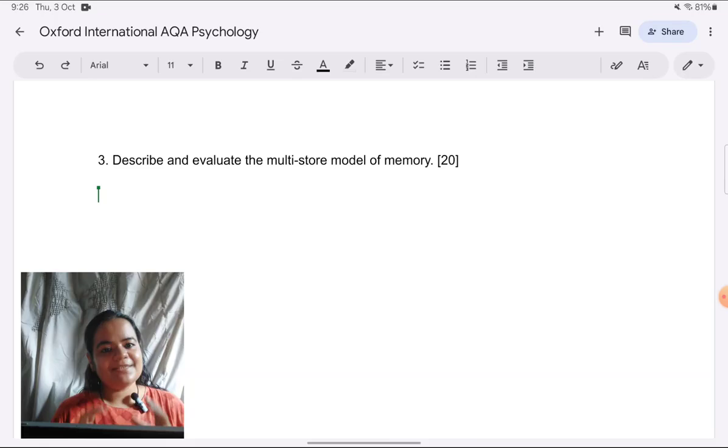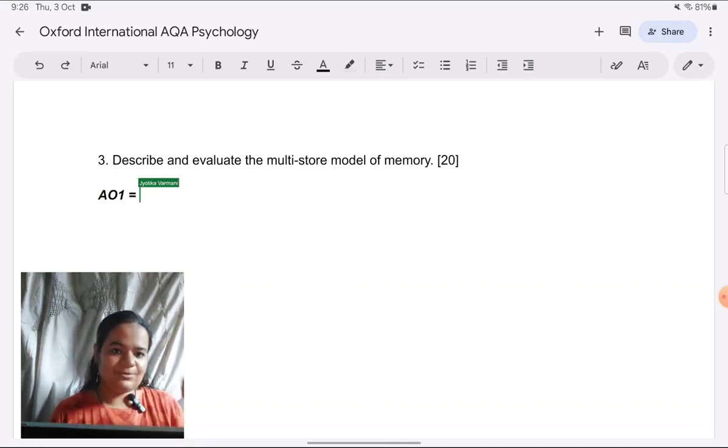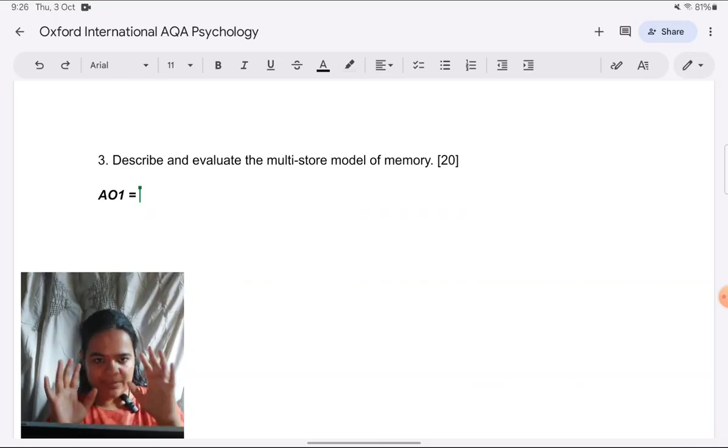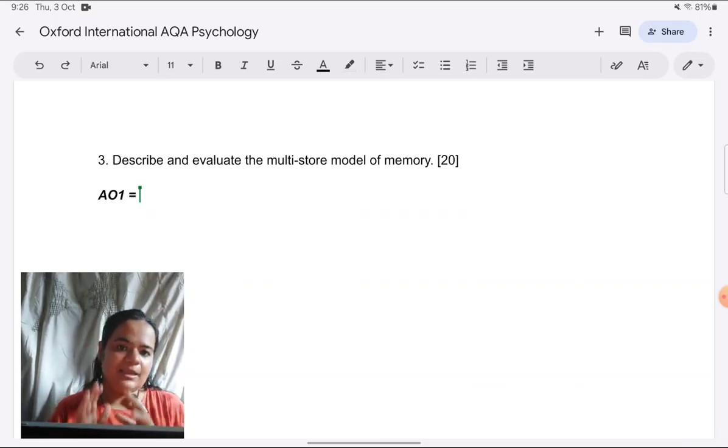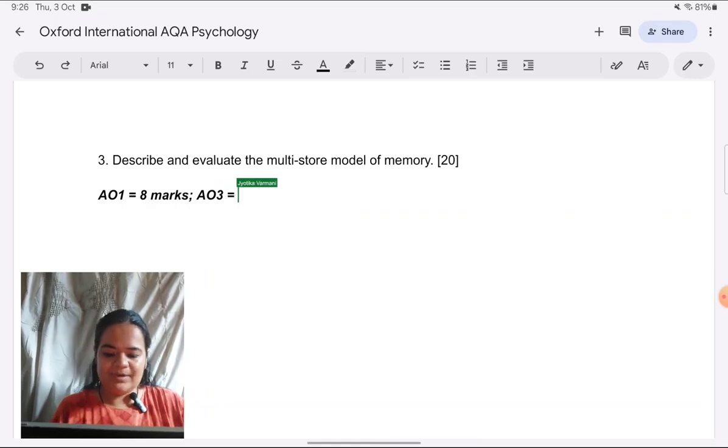Okay, now let's see what is the breakdown of 20 markers in our paper. Firstly, we should know AO1 in a 20 marker unless a scenario is given. Sometimes even for 20 markers, a scenario is given. This is a very simple 20 marker question. So unless a scenario is given for these types of questions, AO1 is worth 8 marks and AO3 is worth 12 marks.